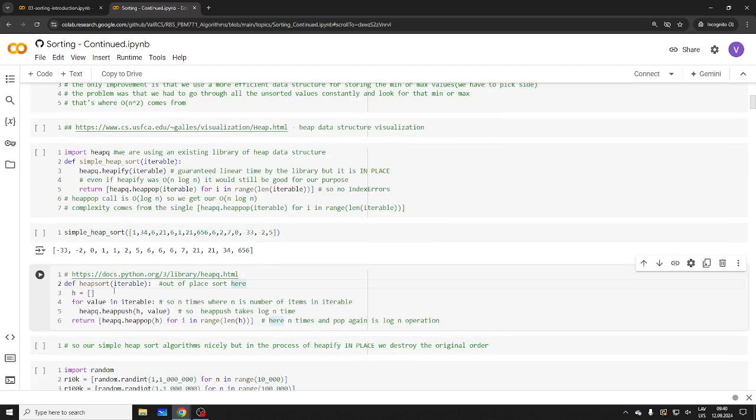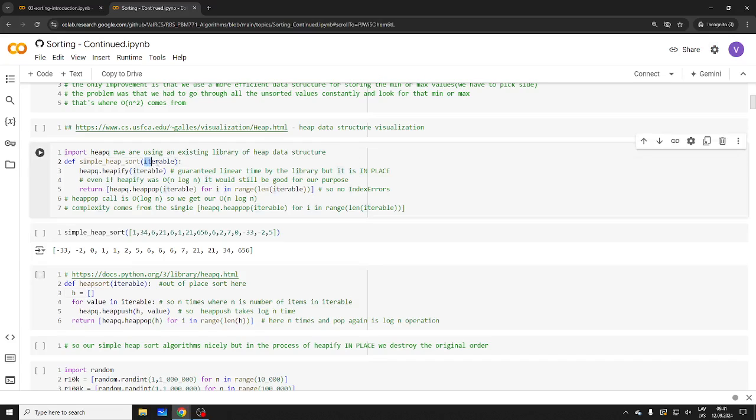This is also, what's the difference between these two? I mentioned this here. This is in place. Why? Because of heapify. I pass in some list, and what's going to happen when I heapify? It creates a heap. Yeah, it's linear time, but it destroys the iterable, basically. You don't keep the original. So that's the problem.